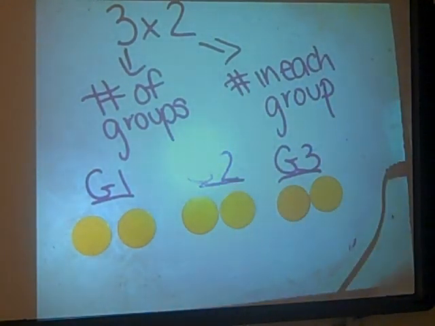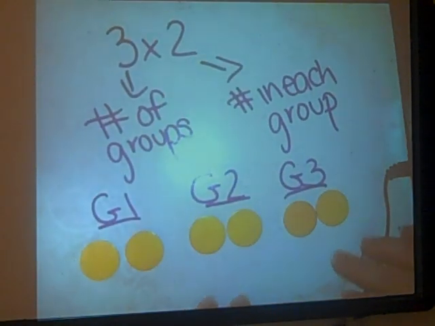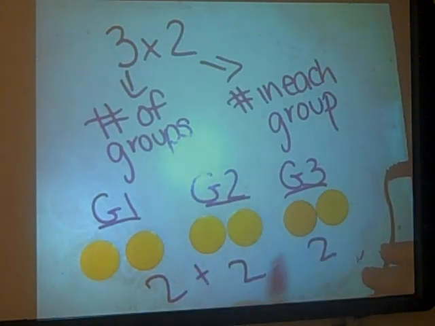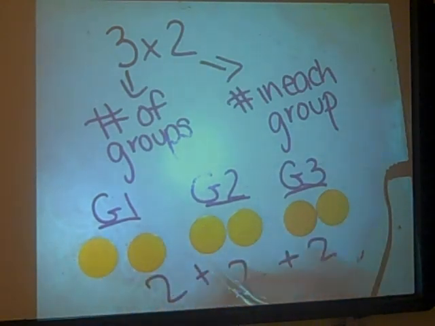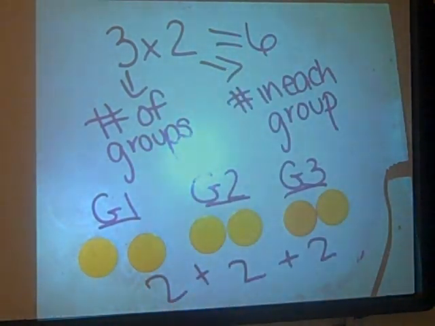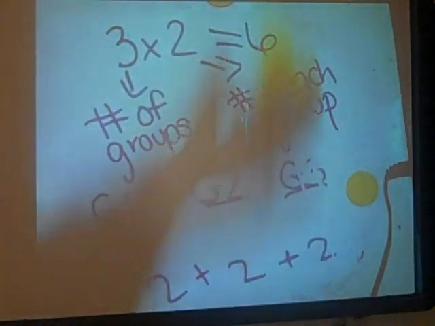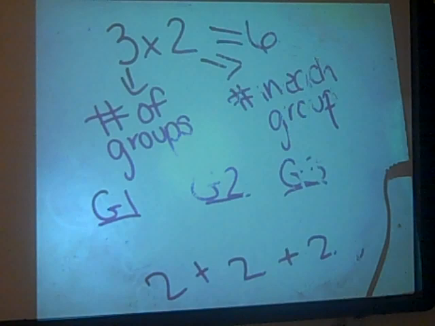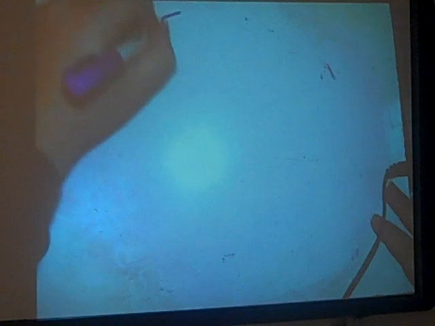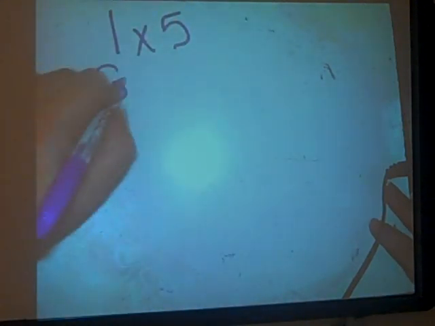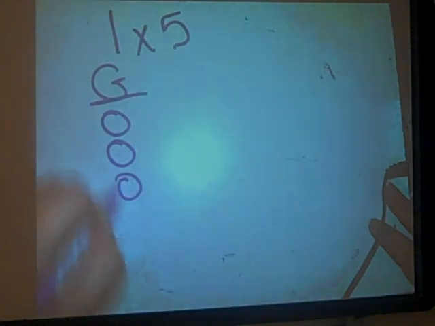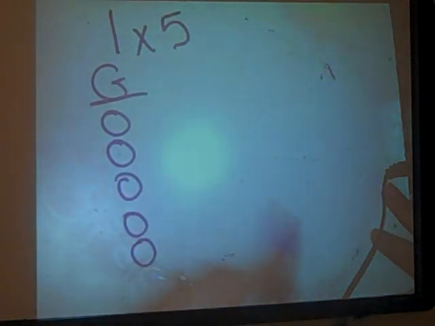And multiplication is simply repeated addition. So all you need to do is see how many do we have. So we have 2, 2, and 2. When we add them, 2 plus 2 is 4, 4 plus 2 is 6, so we should have 1, 2, 3, 4, 5, 6. So 3 times 2 equals 6. So let's do another one. So if I had 1 times 5, that means that I would have 1 group and 5 in there. And the total that I have is 5.